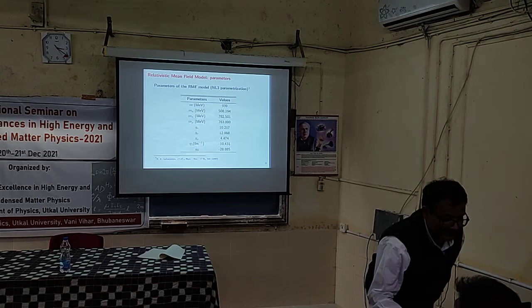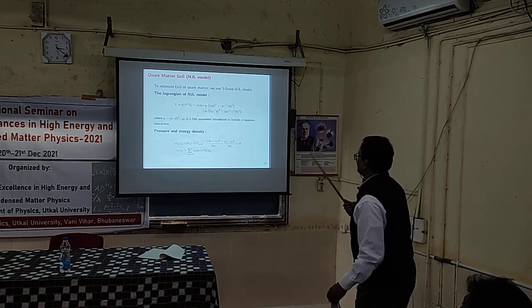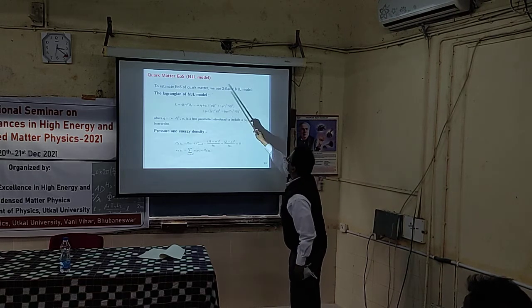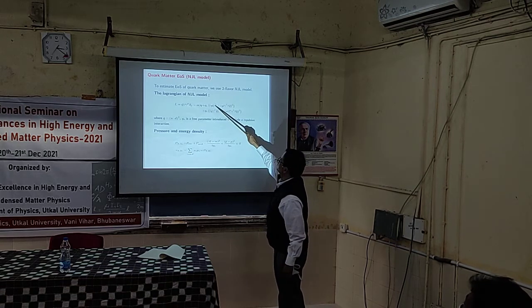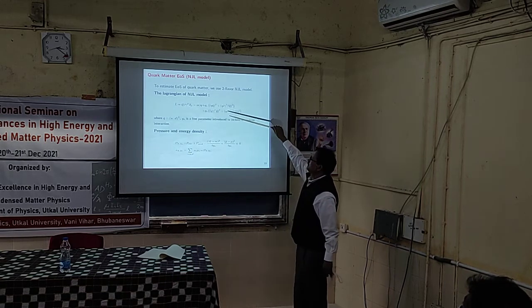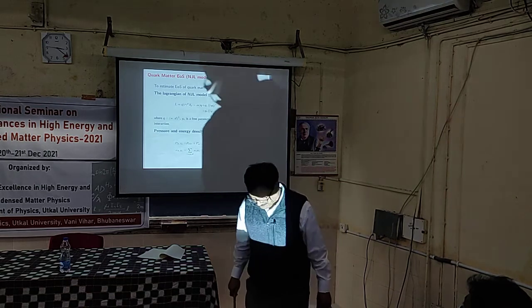That was the hadronic part, and this is the Nambu-Jona-Lasinio Lagrangian for quark matter. It is a two-flavor model with four-Fermi type interactions, four quark operators. This is an interesting model which gives mass to the nucleons.